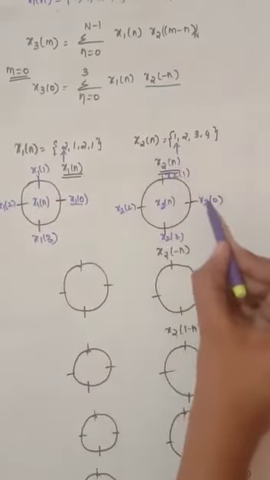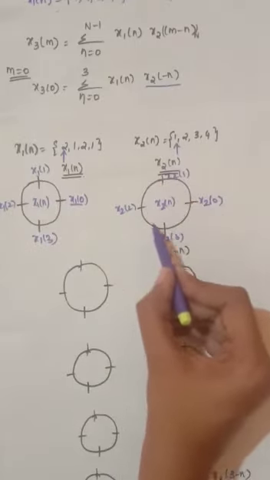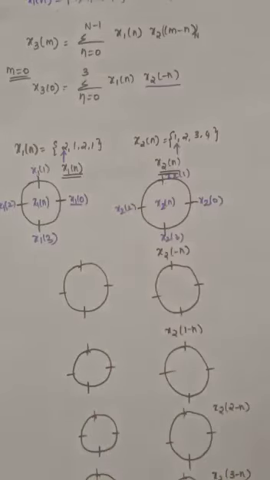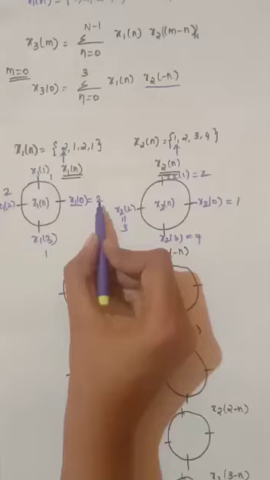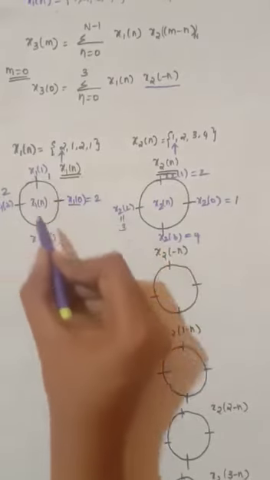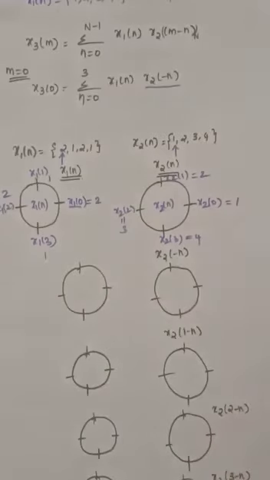Similarly for x2 of n, I am going to start with x2 of 0, x2 of 1, x2 of 2 and x2 of 3. Then write down the values of the sequence. Now I have written the values: x1 of n is 2, 1, 2, 1, and x2 of n is 1, 2, 3, 4.